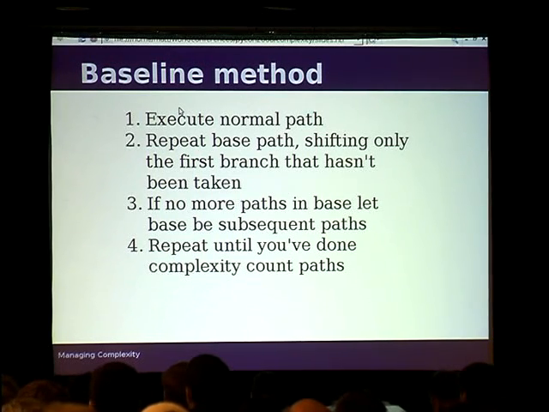Then you go on your first path again, and you skip that first branch because you've already executed the other branch. You come down to wherever your second branch is, and you take that, and then you come back, and you repeat this until you've done the complexity count of paths, and that should give you your baseline path. Again, it's a manual process right now. Hopefully we can create some code to automate this and tell you if you're getting your basis path or not.